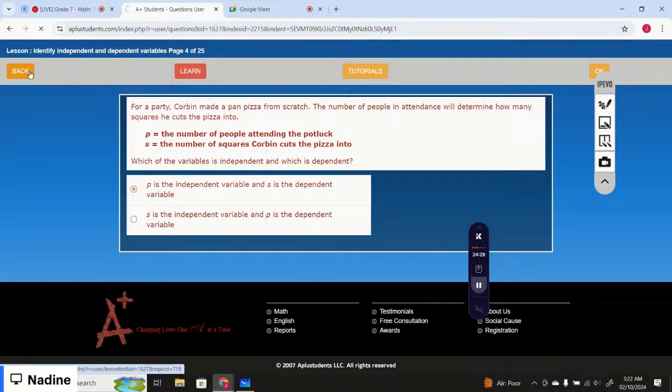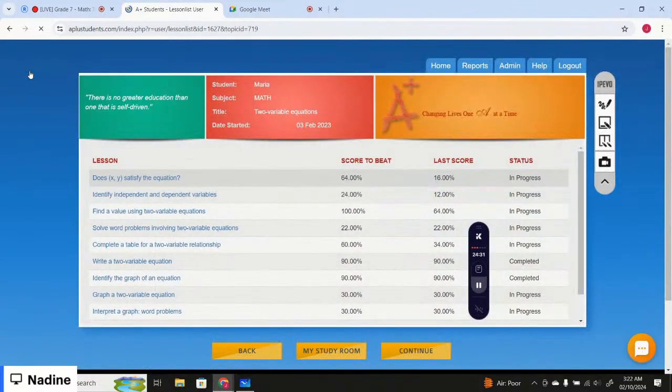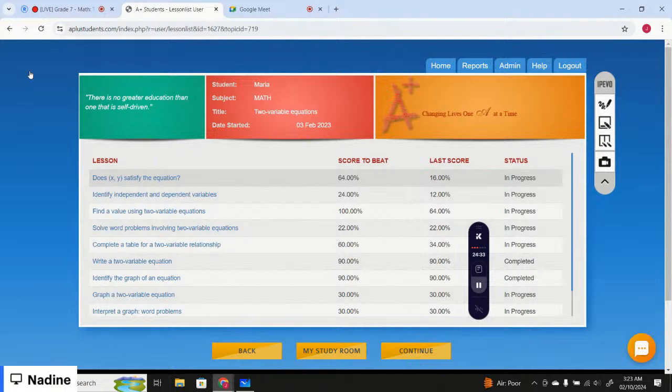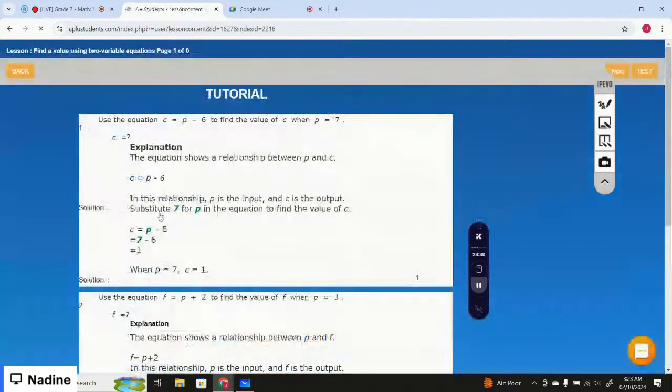And the next lesson is find a value using two variable equations. Let's just start with the lesson. Okay, use the equation C equals P minus 6, right? You can see the two variables here. C is a variable and P is a variable, right? That is C equals P minus 6. So C and P are the variables.